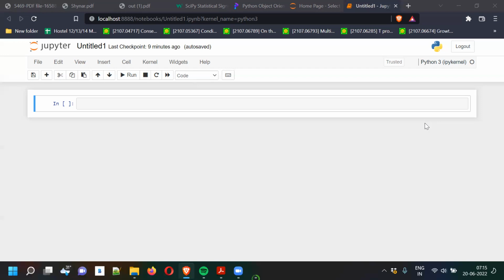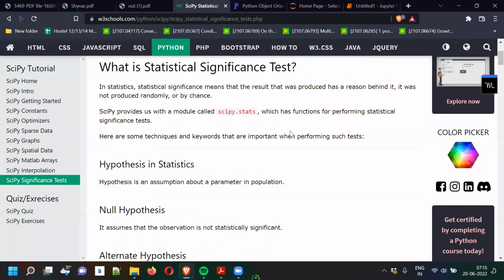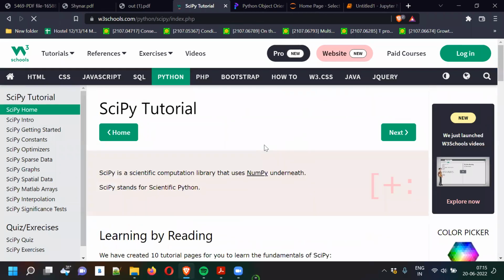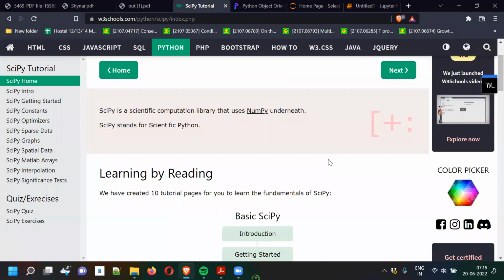All right. So let's begin with the SciPy package. All of you remember the NumPy package, right? Similarly, this is the SciPy package of Python. But what is this? This is not very different. It's a scientific computation library that uses NumPy underneath. So NumPy is a subset of SciPy. SciPy has some extra things in it.